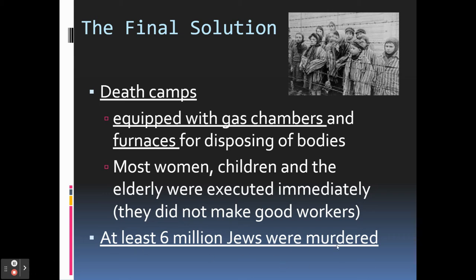So we know at least 6 million Jews were murdered this way, but historians now say that the estimate is much closer to 8 million. And then, of course, there were 3 to 6 million other people that were killed along with Jews.